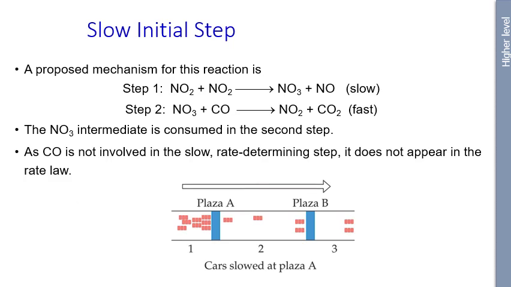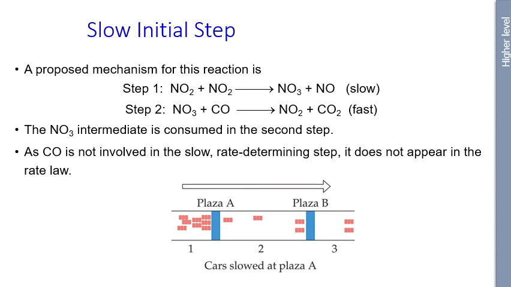The proposed mechanism for this reaction is that in the first step, nitrogen dioxide plus nitrogen dioxide gives nitrogen trioxide plus nitrogen oxide, which is a slow reaction. And step 2, nitrogen trioxide plus carbon monoxide gives nitrogen dioxide plus carbon dioxide, which is fast, which makes sense because then carbon monoxide wouldn't be in the rate equation. The nitrogen trioxide intermediate is consumed in the second step, and as carbon monoxide is not involved in the slow rate determining step, it does not appear in the rate law.